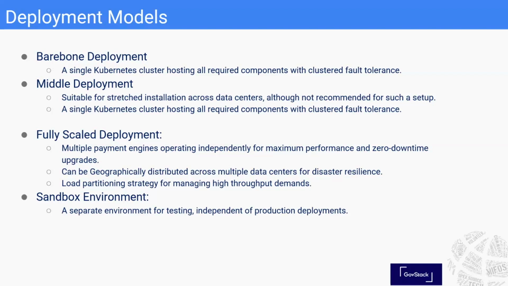And then we also offer a fully scaled deployment model, which runs multiple real-time engines simultaneously, and it can be geographically distributed if required. It has better disaster resilience and high availability, so it gives better throughput. Of course, all of these models have their own infrastructure requirements, which we have shared in this slide and written down in our documentation. Besides that, if someone wants to test out the implementation, we have the sandbox environment ready where people can go in and check the functionalities.